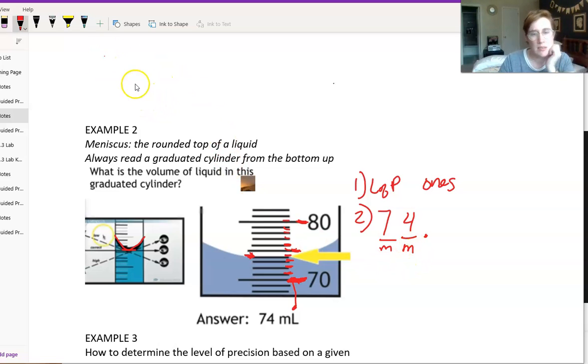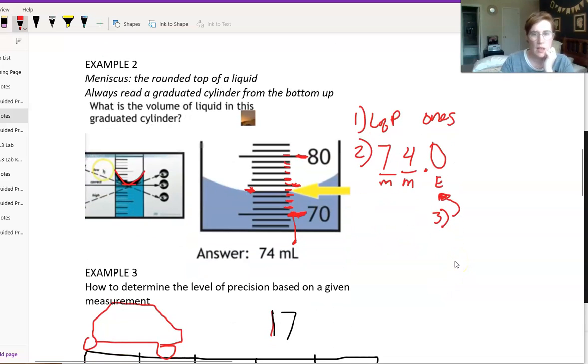Now we get to estimate. Now, it might look like it's exactly on the line. And so if we think it's exactly on the line, our estimated digit can be 0. That's okay. We can estimate as 0 if we think it's right at 74. Sorry, that was our third step. Our third step was estimating the next digit. Kind of got ahead of myself. Okay, the answer here is not 74, by the way. It's 74.0 because we have to estimate.